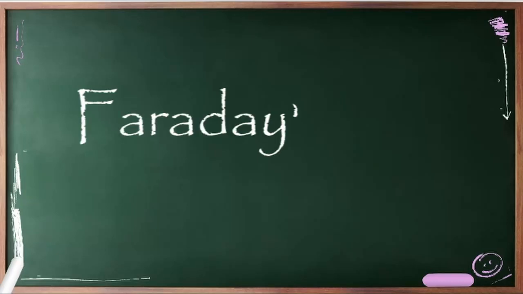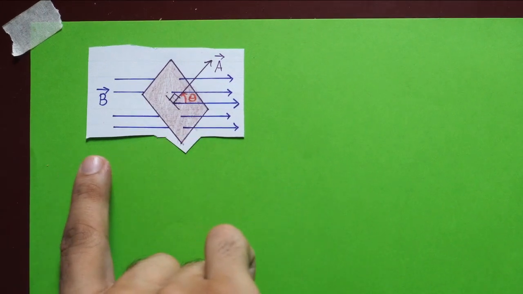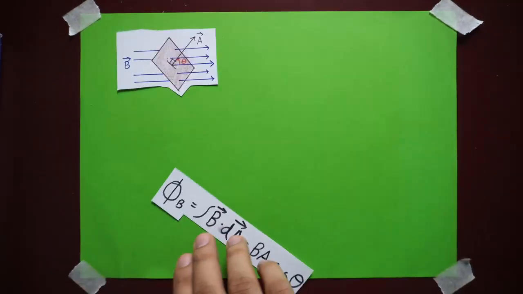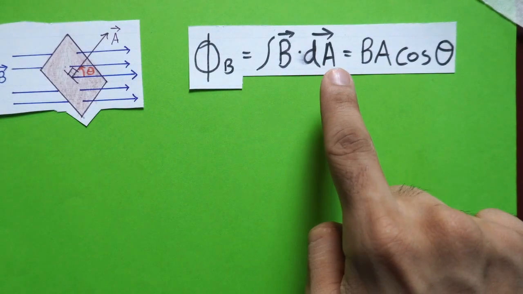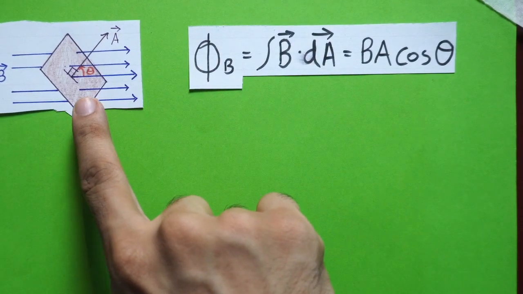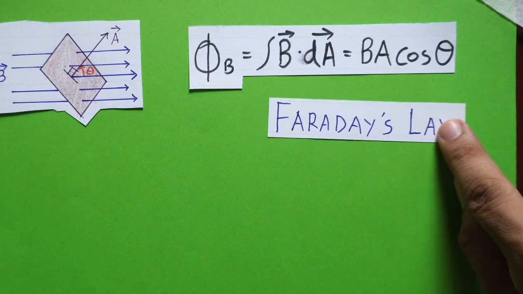Faraday's law and Lenz's law. Imagine that we have an area with magnetic field lines passing through it. The magnetic flux is equal to the integral of the magnetic field B dot dA, where dA is this cross-sectional area, which is BA cos theta. This is known as Faraday's law.